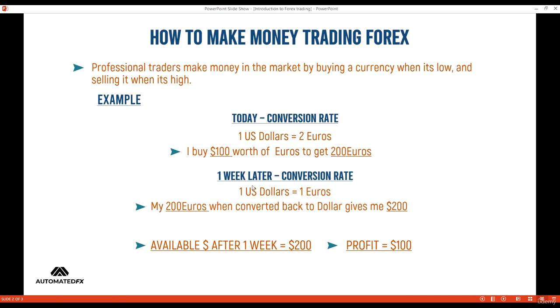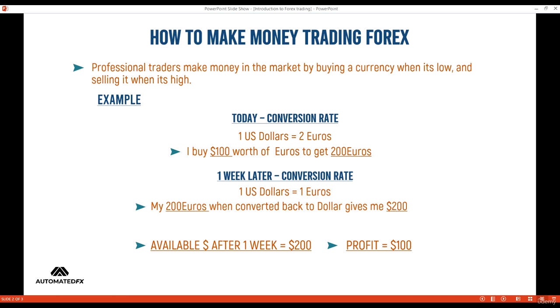And then I wake up 1 week later and I discover that the conversion rate between dollar and euro is no longer 2. It's no longer $1 to 2 euros. It's now $1 to 1 euro. So it means the euro has gained value over the dollar. And remember, I now have 200 euros. So my 200 euros, when converted back to dollar, will give me $200.